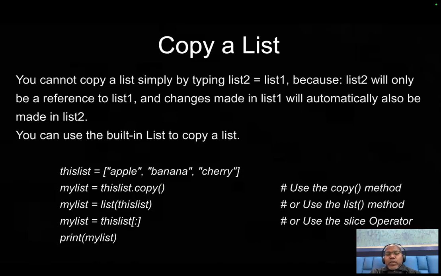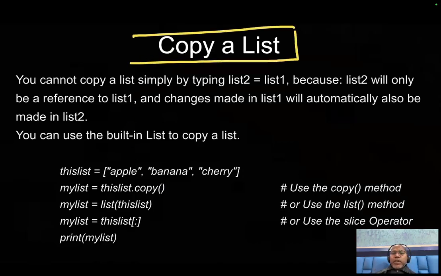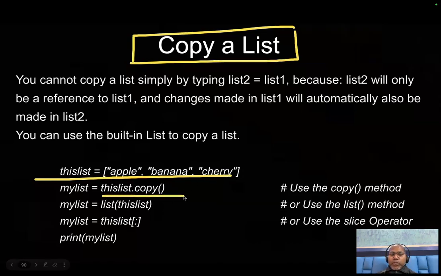And one more thing: you can copy the list instead of manually making a comprehension list to duplicate. We have a function to copy the list, to make a new copy of this list. There are a couple of ways: using the copy function, using the list constructor, or using the colon. These are the three ways you can make a copy of the elements: the copy function, the list method, and the slicing operator.